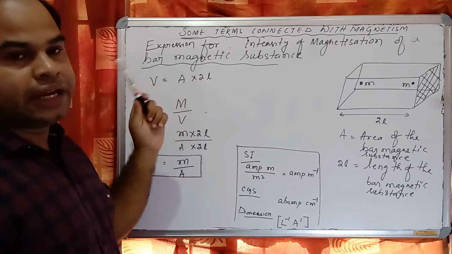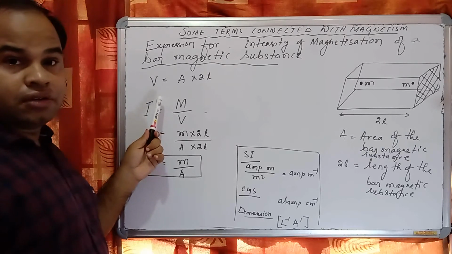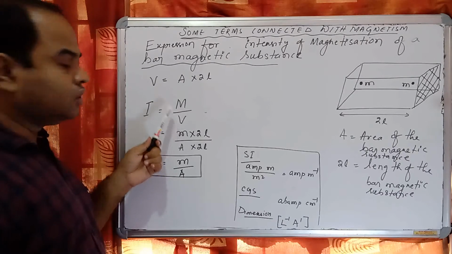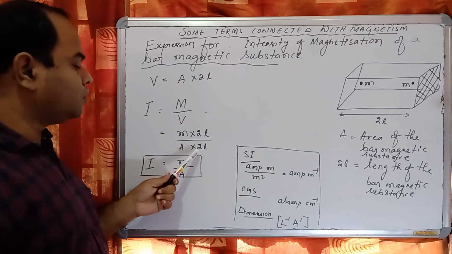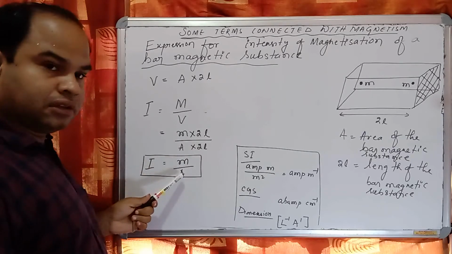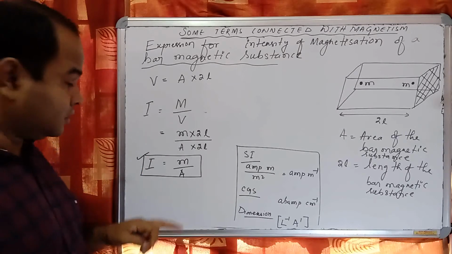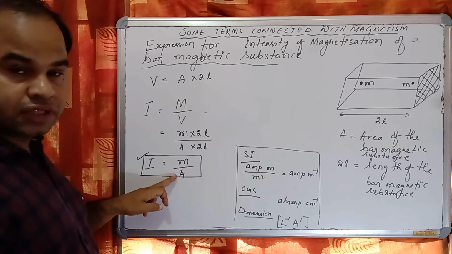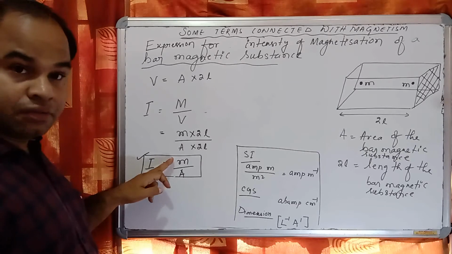Again we know that intensity of magnetization is the magnetic dipole moment developed per unit volume, that is m by V. So m is equal to pole strength into magnetic length. Volume is area into 2l, so 2l cancels out, giving m by A. So intensity of magnetization is also defined as pole strength developed per unit area.